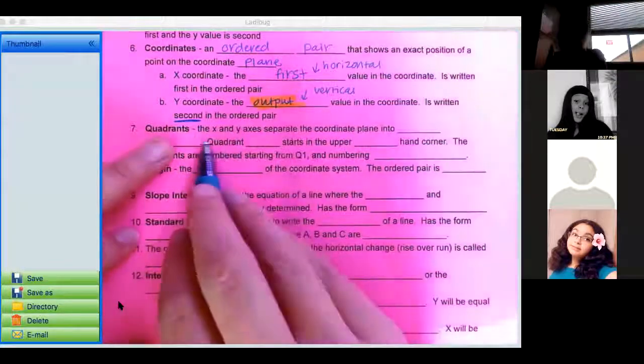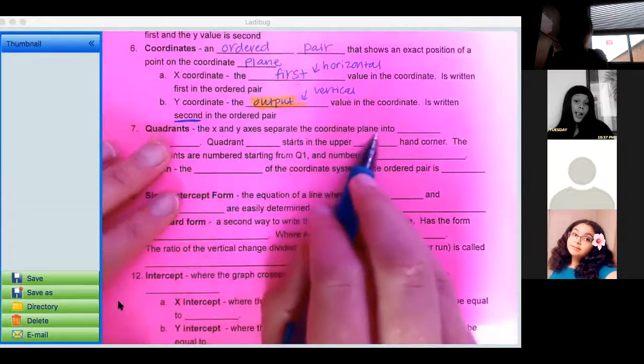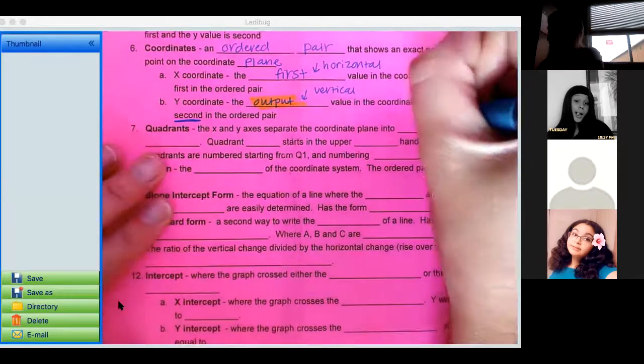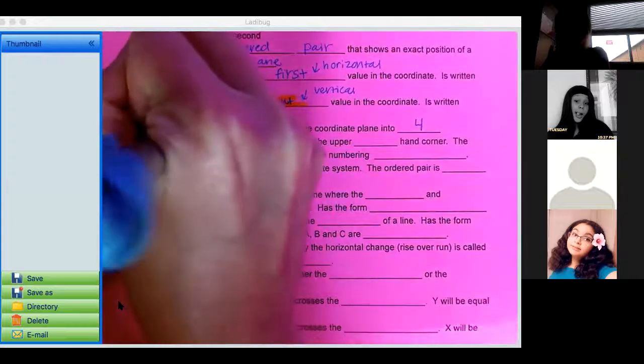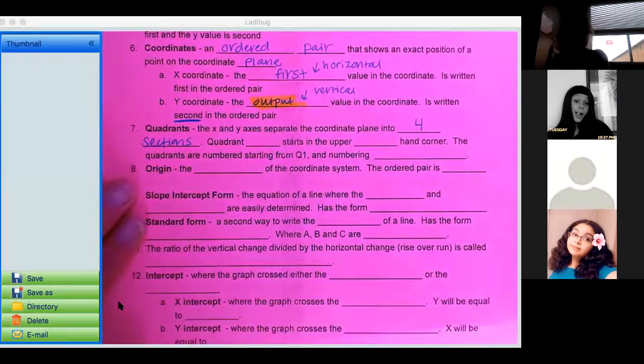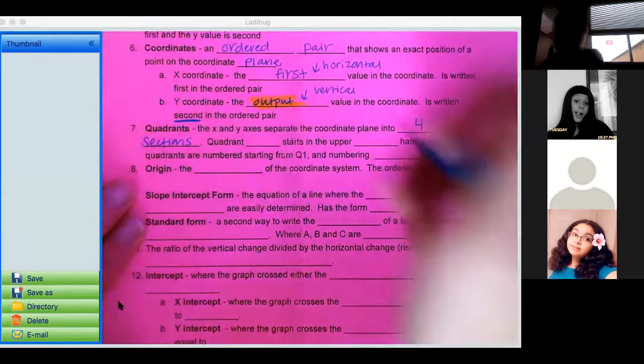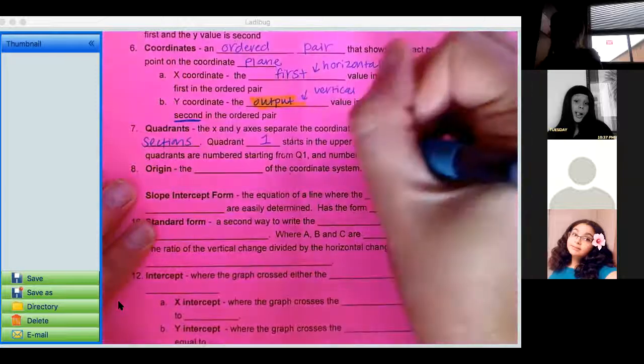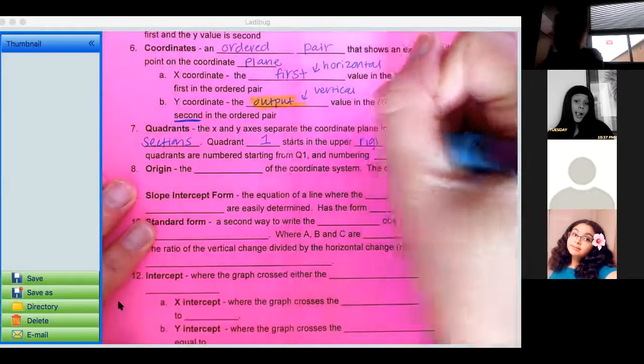All right, quadrants. The x and y axes separate the coordinate plane into how many sections? Good, 4 sections. Yeah, so I'm going to show you how you draw the quadrants, okay? Quadrant 1 is in the upper right-hand corner.